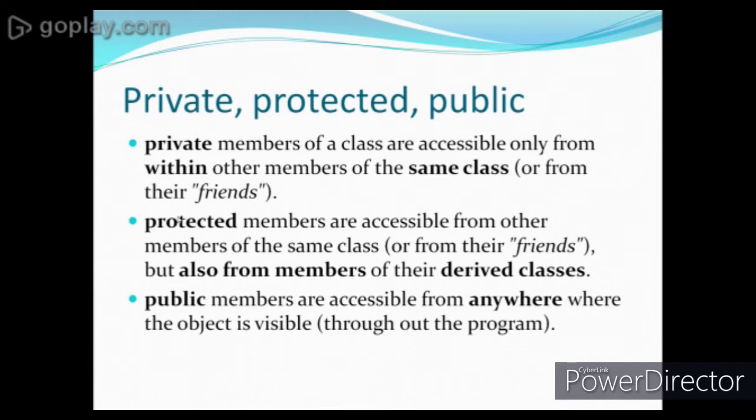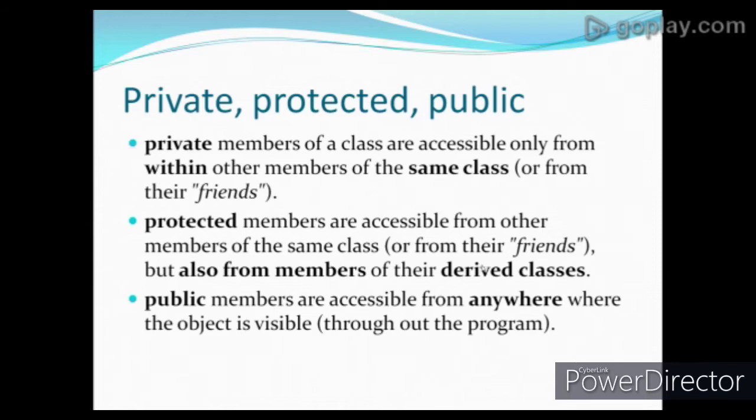Now let us come to the second type of access specifier, that is protected. Protected members are accessible from other members of the same class and also from members of their derived classes. Like private members are only accessible within the same class, protected members are accessible within this class and also from the derived classes.